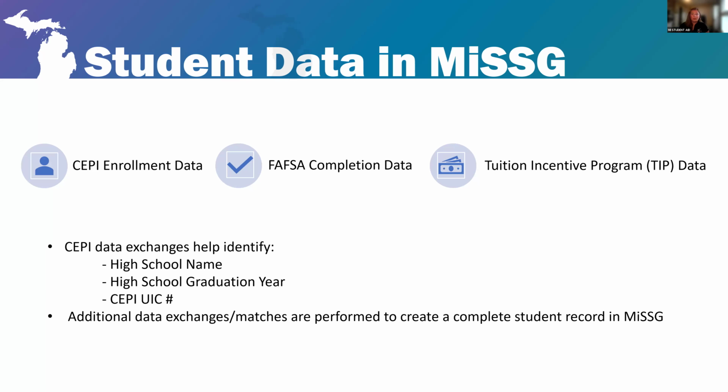So what I have up on your screen is, you'll notice we've got CEPI enrollment data, FAFSA completion data, and then we have Tuition Incentive Program, or TIP, student data or student records. Through us at MI Student Aid, we're doing data exchanges with CEPI to help identify things like the high school that a student is attending. So that high school name and that high school graduation year for that student, 2 really important things, so that we're able to put them on the appropriate roster at your school, right?